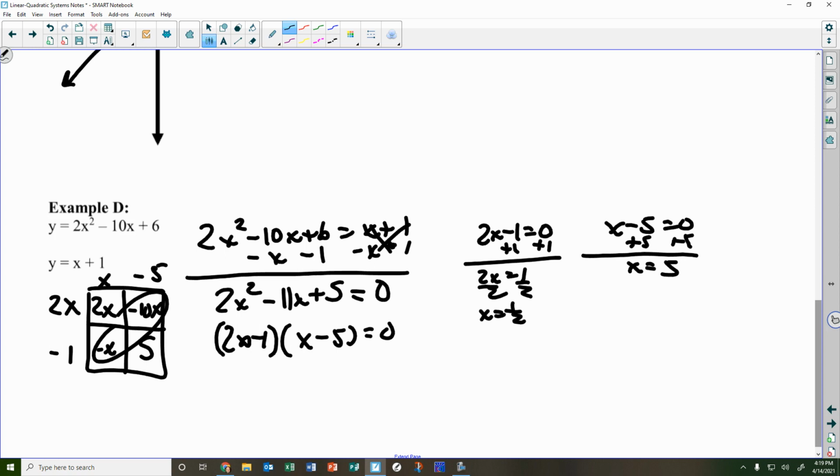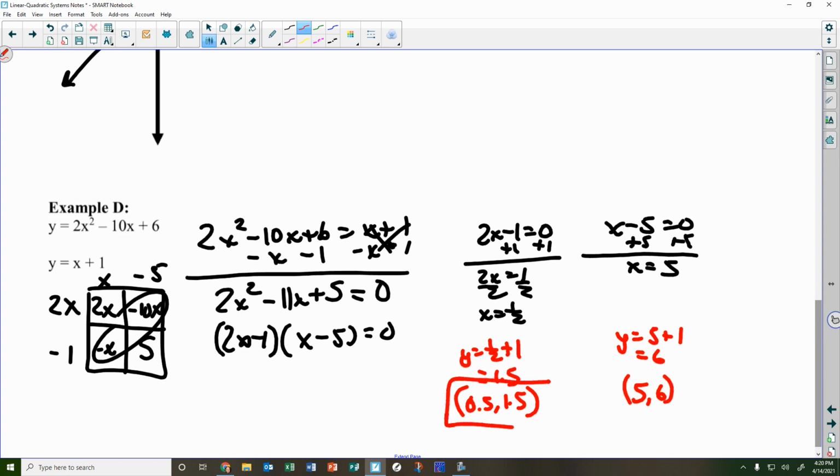So if I take the x plus 1 here and plug them in, well, 1/2 plus 1 is just 3/2, right? So there's your 0.5, 1.5 solution. And then if I plug it in the 5, I get 6. So this thing would have two solutions at this point, and at this point, the quadratic and the linear lines intersect.